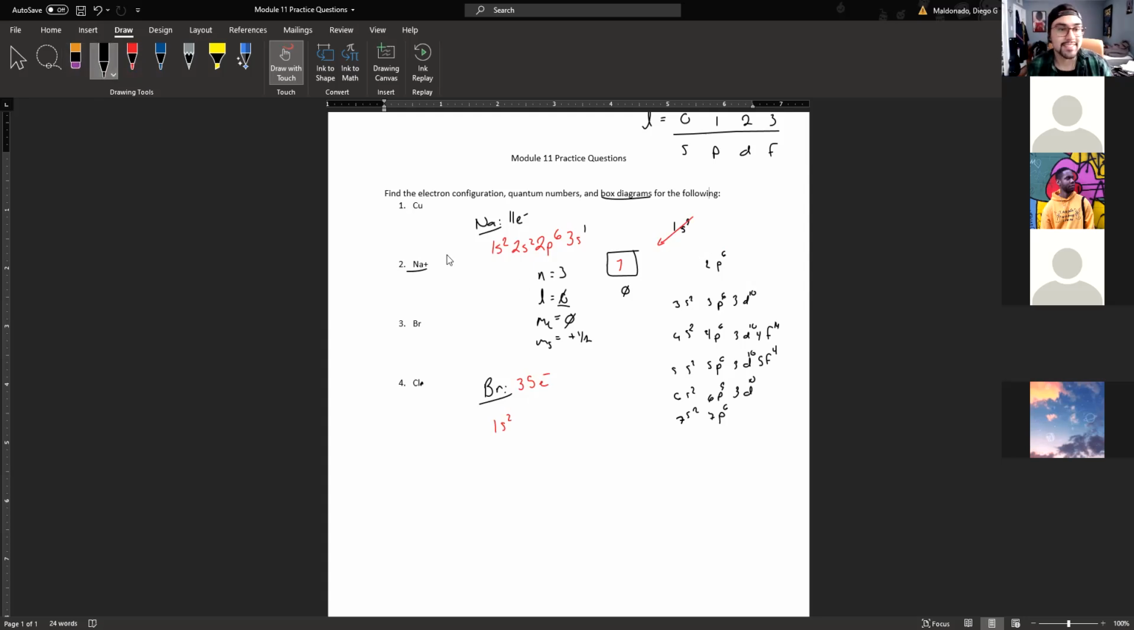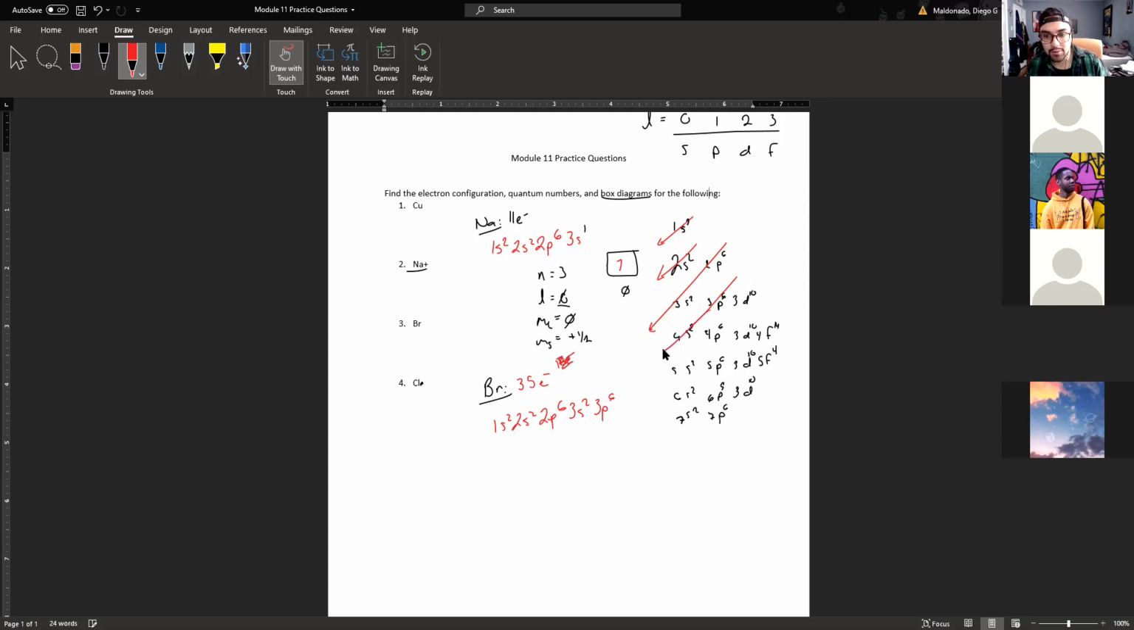Oh no, that's erasing it. 2s2. There you go. That's 4 electrons. 2p6 and 3s2. That's 8 electrons. I'm losing count. 3p6. How many electrons have I counted for already? 6, 12, 18. Okay, 18 electrons so far. I still got a bit to go.